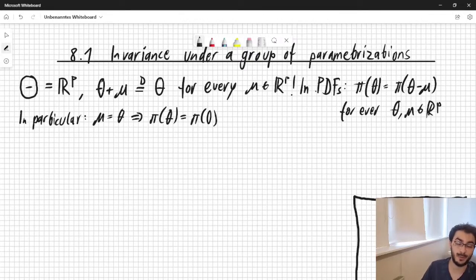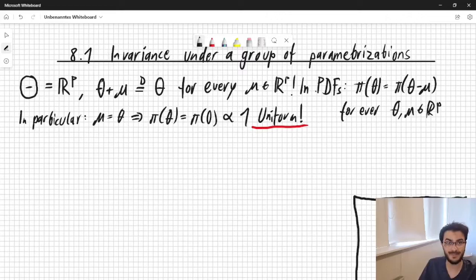But it's proportional to 1. And this defines the continuous uniform distribution. Okay, so that's really nice. We've seen that the uniform is actually the only distribution that is what we call translation invariant. And maybe that's a property that we want to have.